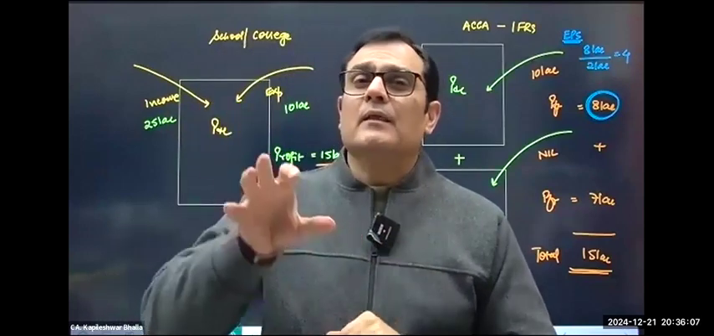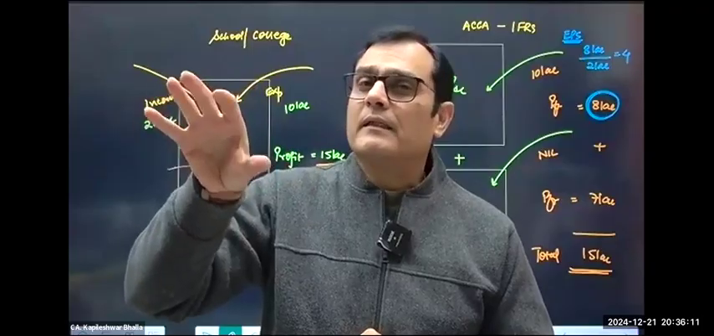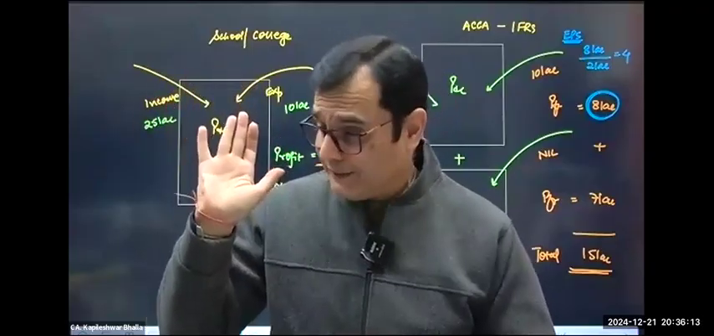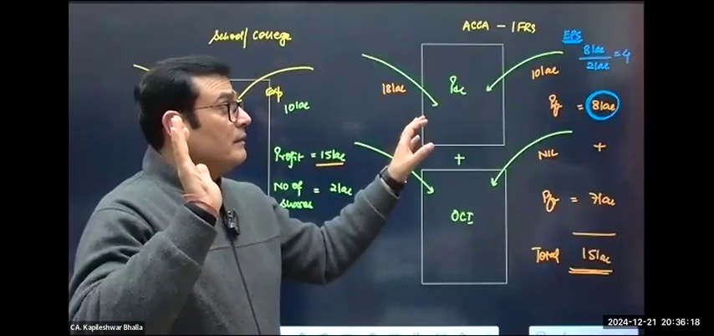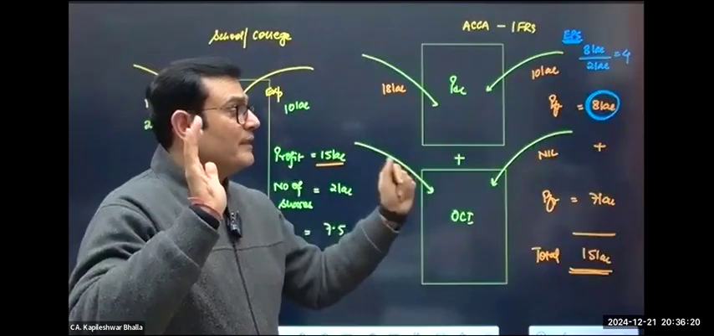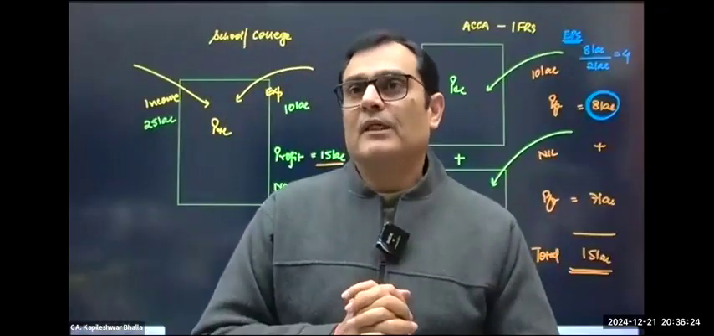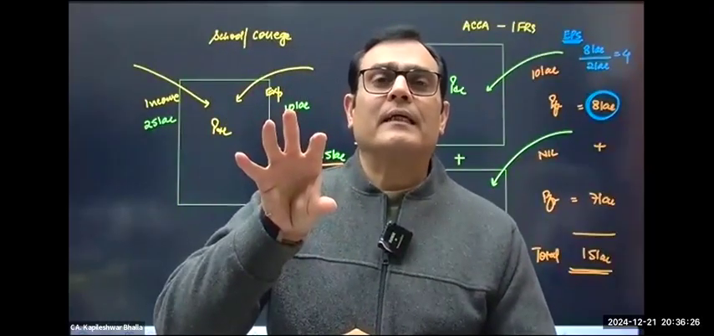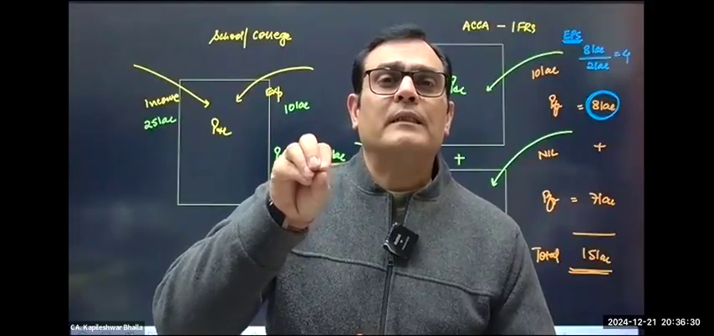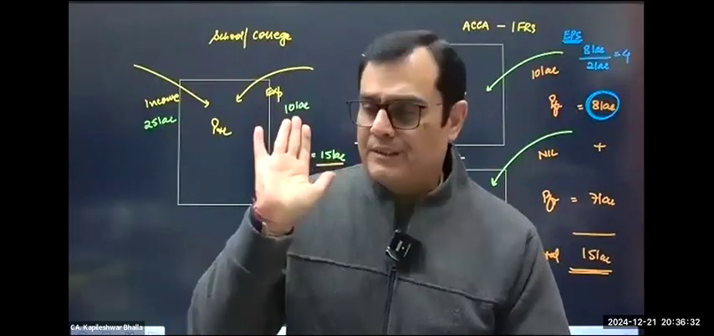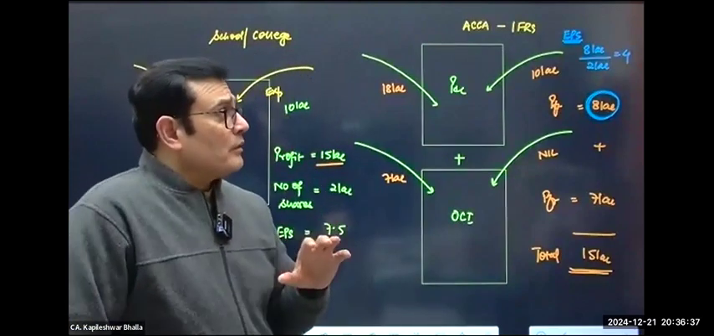Let's get this very straight. Whether you take the item in the P&L or in the OCI, profits are affected, correct? But when you take it in the P&L, the EPS is affected, and when you take it in the OCI, EPS is not affected. So my focus point is very clear: OCI is a creation because I don't want the EPS to be affected. Make sense?